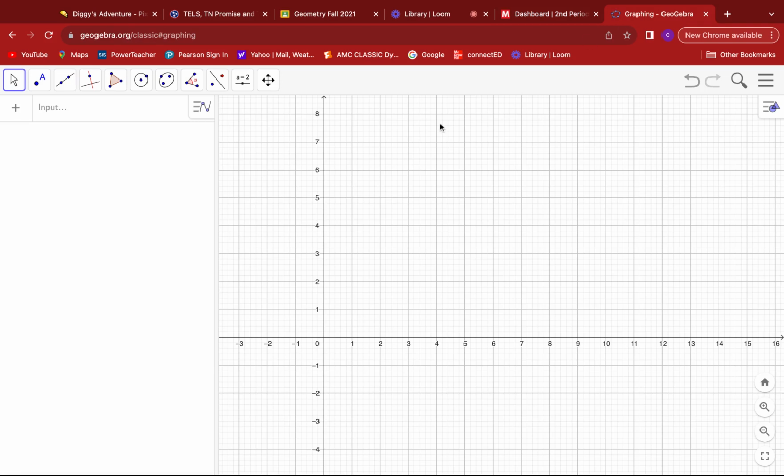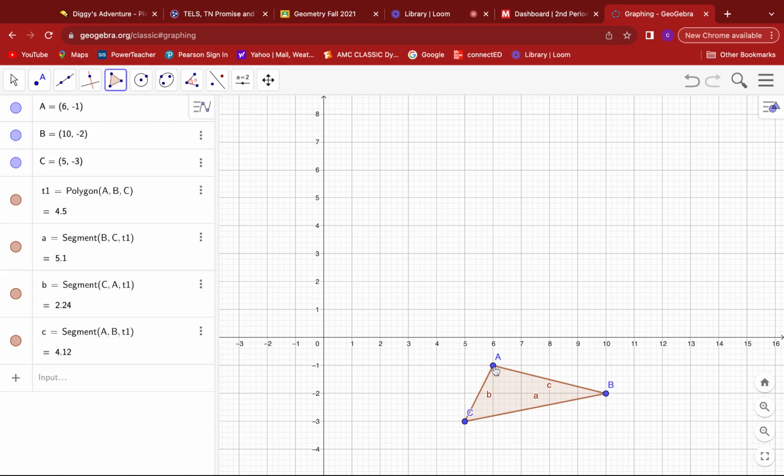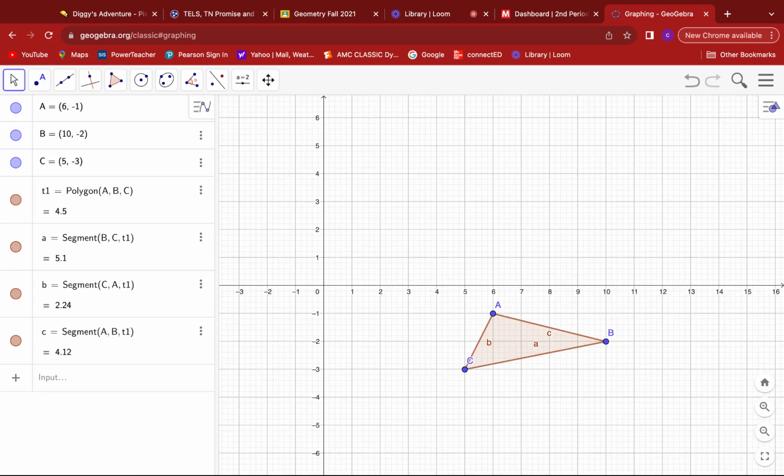All right, so let's see. I need a dot at 6, -1. So let's write 6 right, 1 down. I need a dot at 10, -2. So it's right 10 down 2. And then I need a dot at 5, -3. So it's going to be right 5 down 3. And don't forget to go back to your original. Okay, so you guys, this is the original, the pre-image triangle.